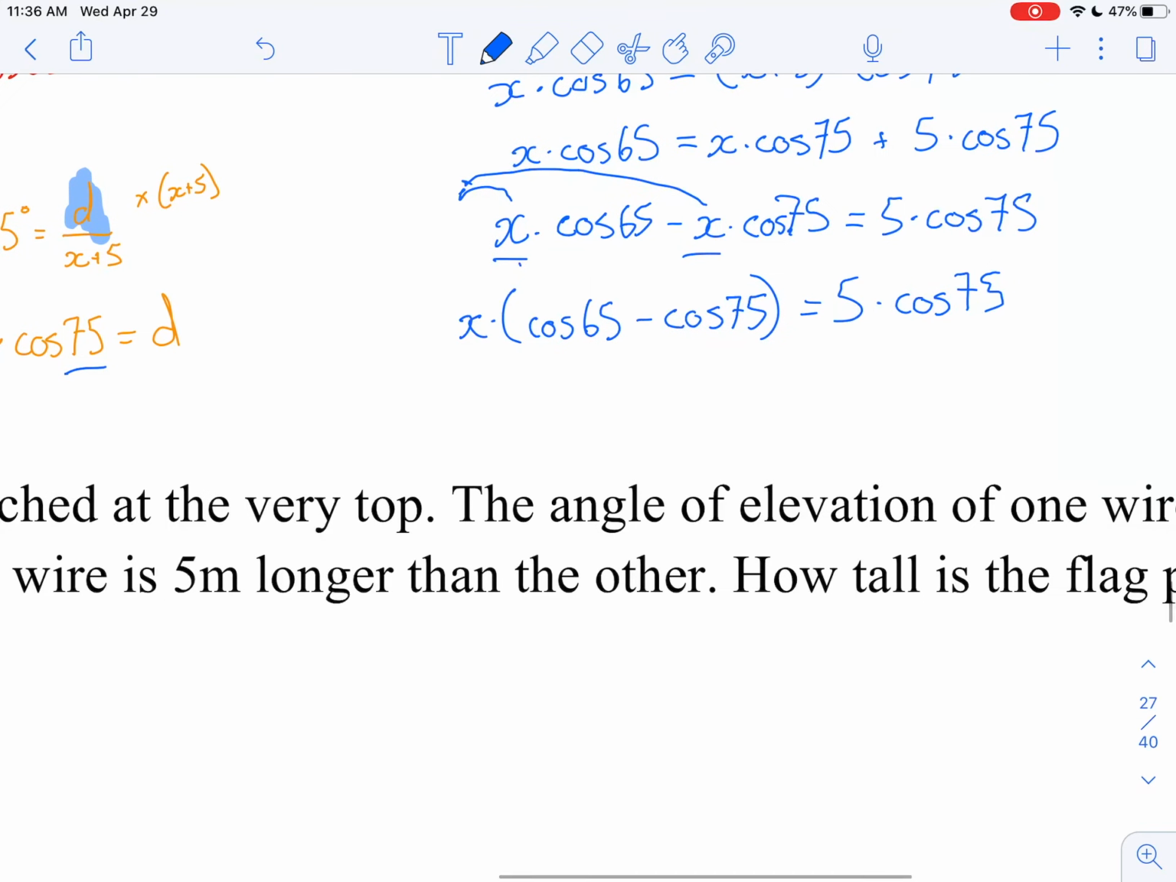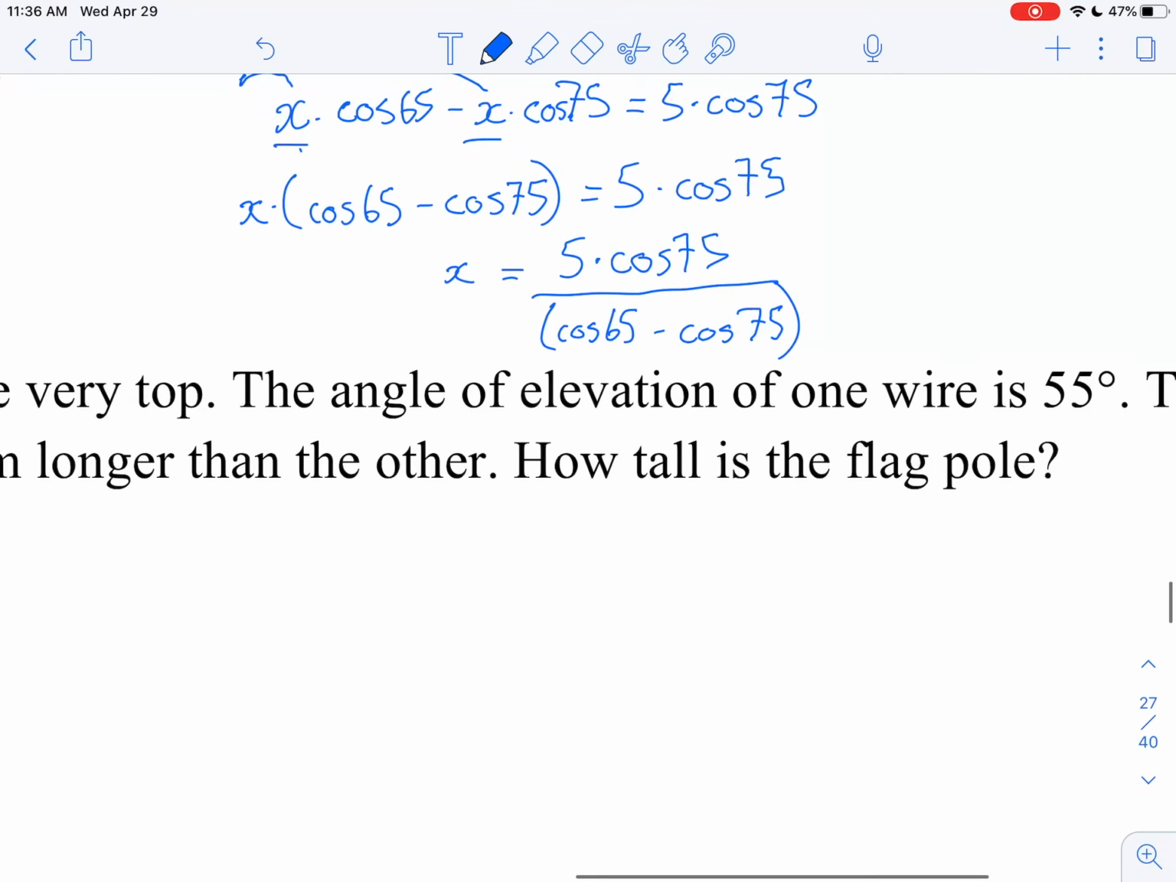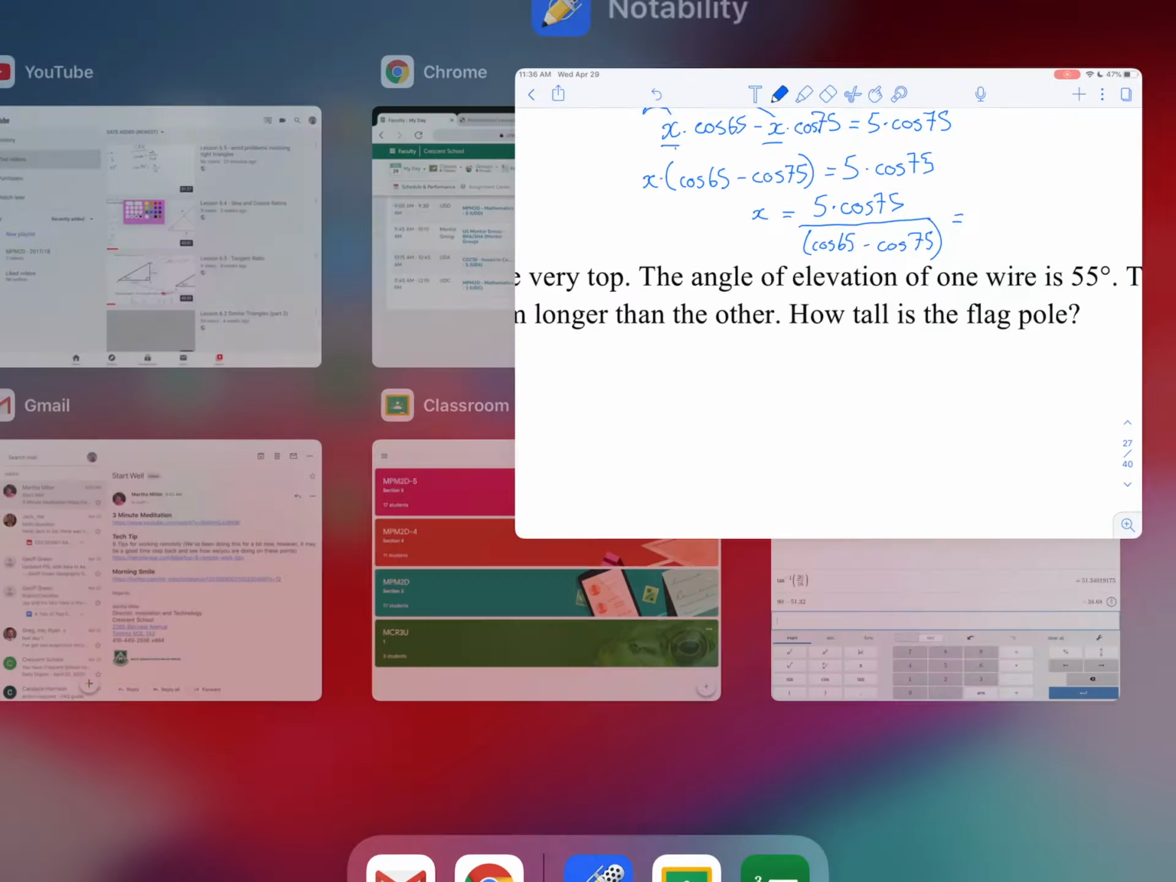This is a multiplication, so I'm going to divide that by both sides. So my final answer for this is going to be 5 times cos 75 divided by cos 65 minus cos 75. And we have to throw that into your calculator. I can't do that one in my head. And let's see if I can remember that. 5 times cos 75 divided by cos 65 minus cos 75.